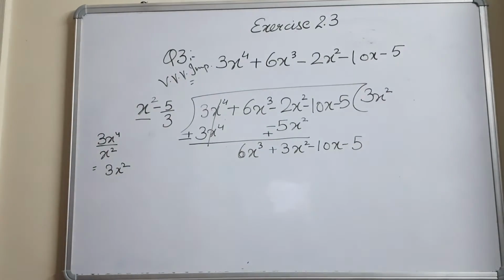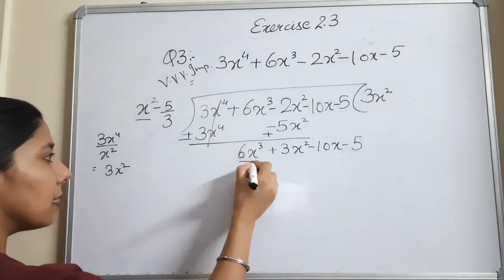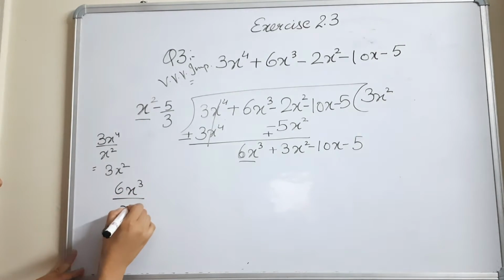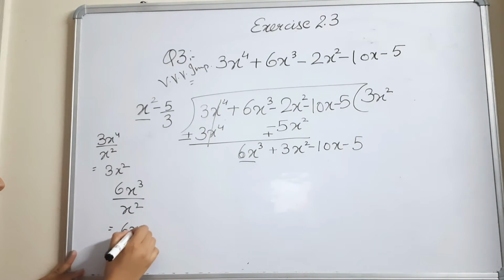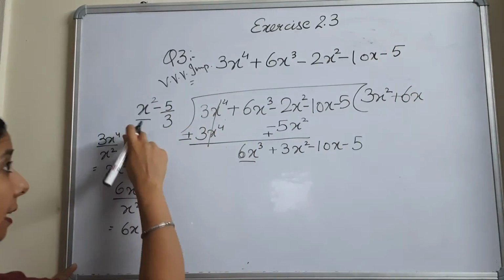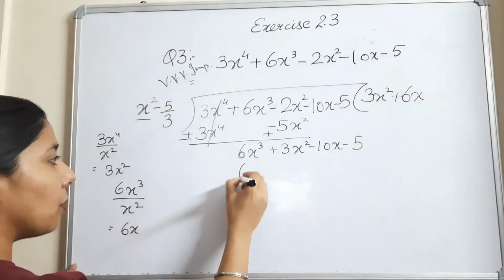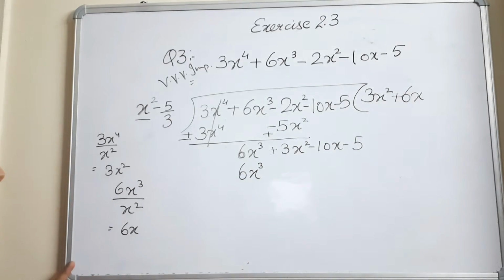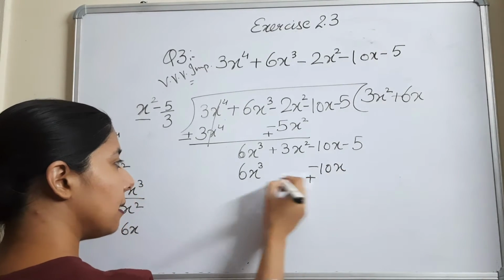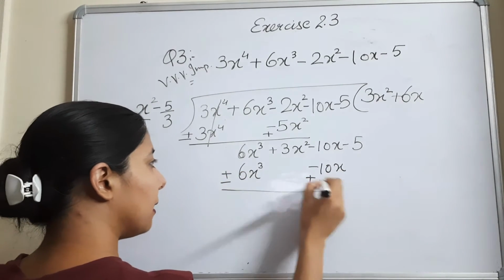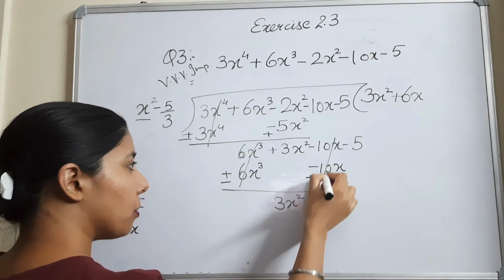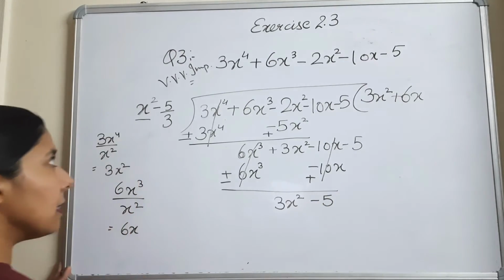Now for calculating the second term, we will just focus on this and this. So write down 6x cube upon x square. So we will have 6x. So the second term here will be plus 6x. Now multiply 6x here and you will get 6x cube and minus 10x. So write it here. Now change the signs and you will find that this cancels and bring 3x square down. Now this also cancels each other and we are left with minus 5.